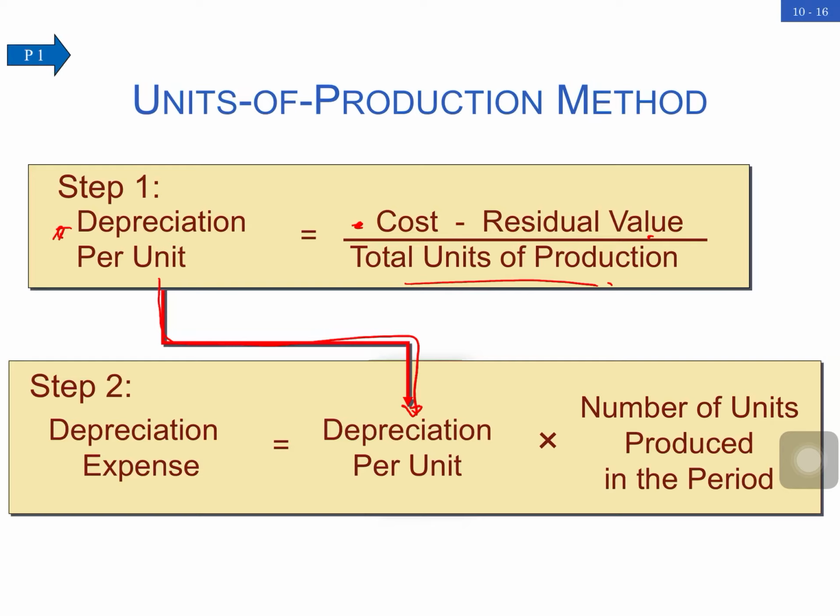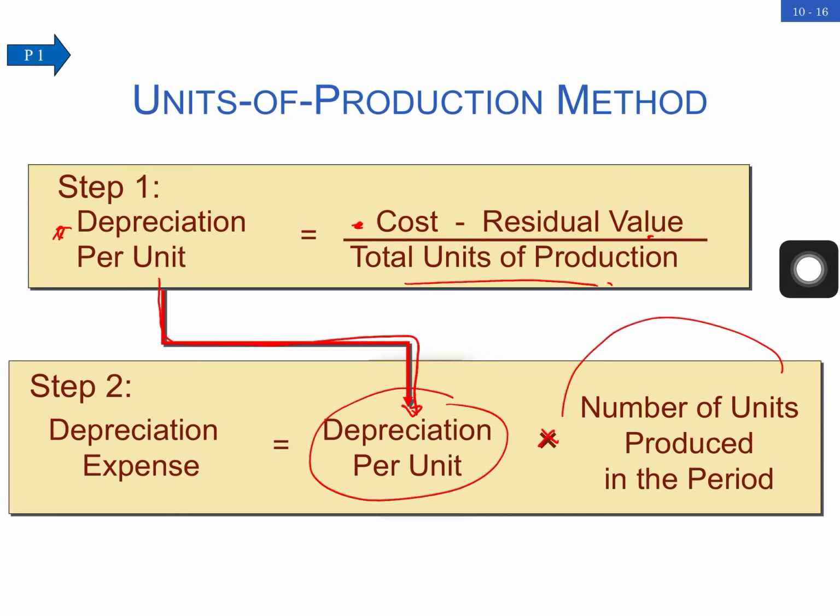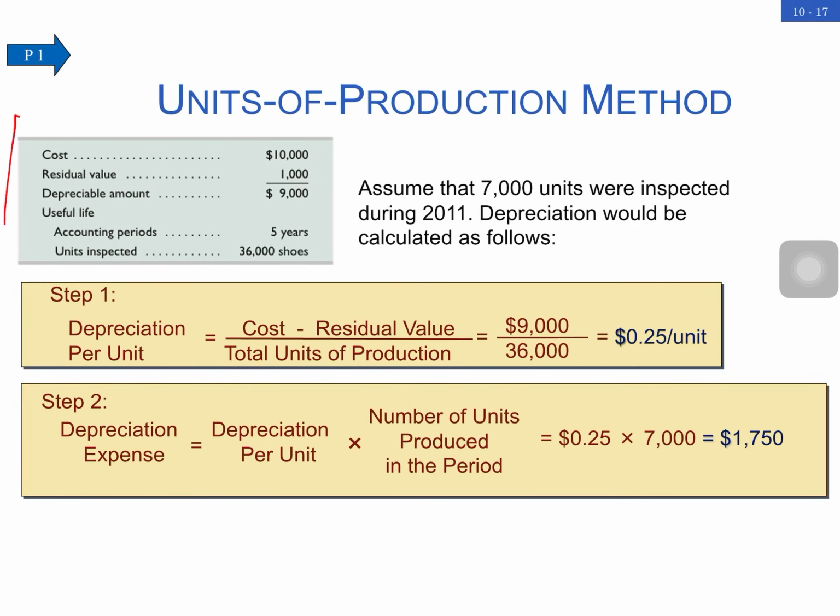And then the depreciation expense is the depreciation per unit, or per product, multiplied by the number of units that you produce in that period. Okay. So this is the illustration. We're going to use the same illustration. Assume that in 2011, you produce 7,000 units of shoes. Okay. So how much is the depreciation in 2011?